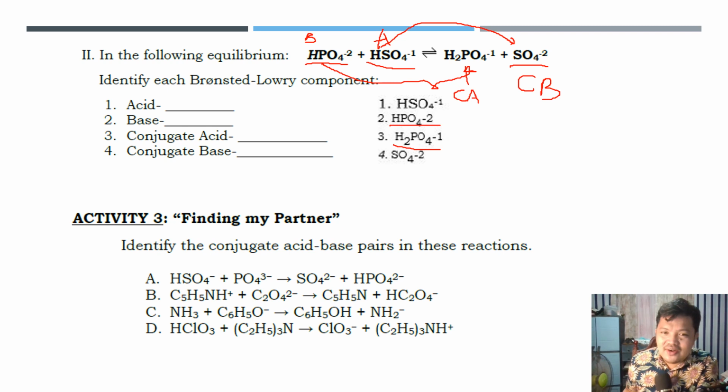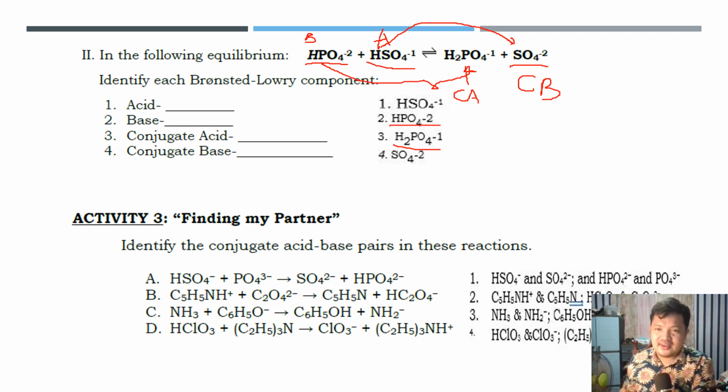So identify the conjugate acid-base pairs in these reactions. Sige, pause nyo na yung video. Okay, given na pinost nyo yung video, eto yung sagot. Yung problema, natatakpan ng video ko yung sagot. Hindi nyo makikita, kaya isa-isahin natin. So, hinahanap lang naman dito is the conjugate acid-base pairs. So, madali lang naman yung tingnan.